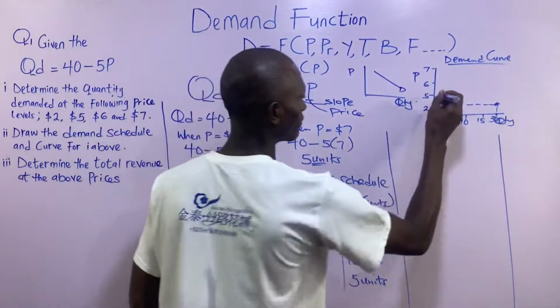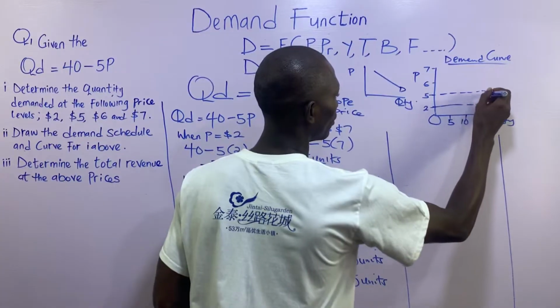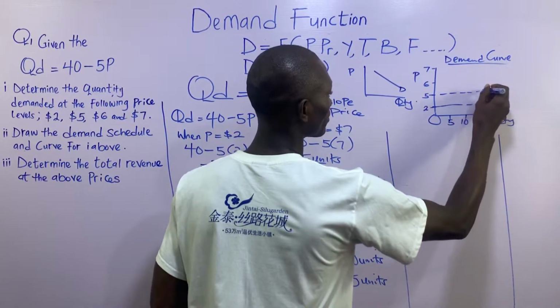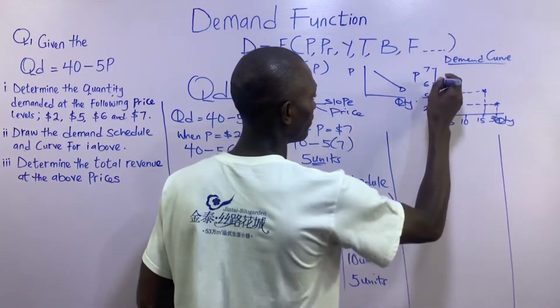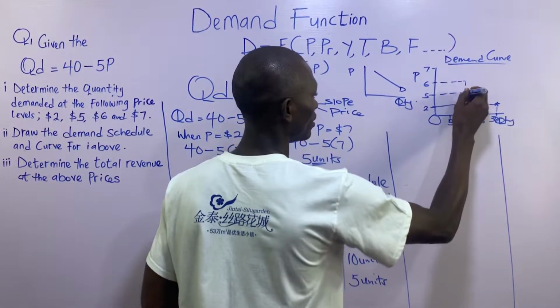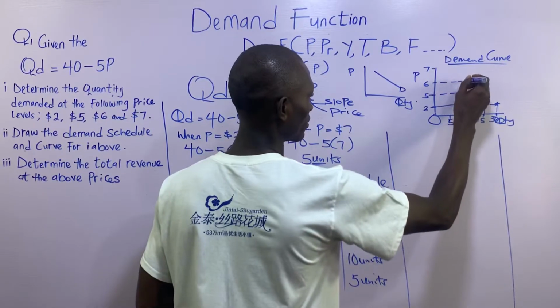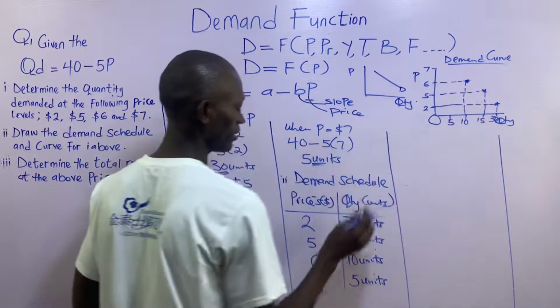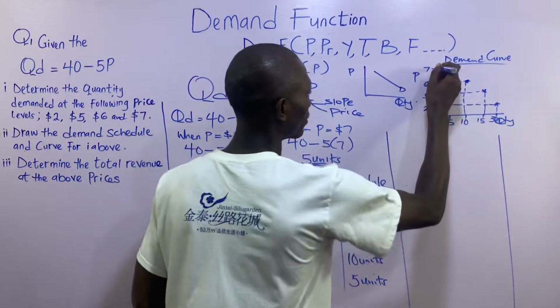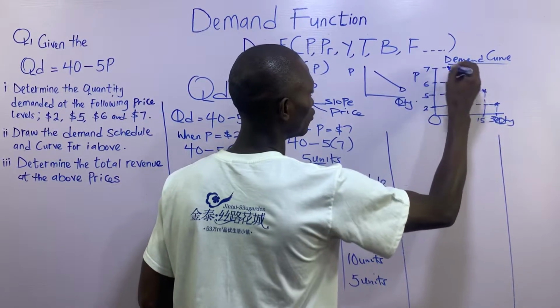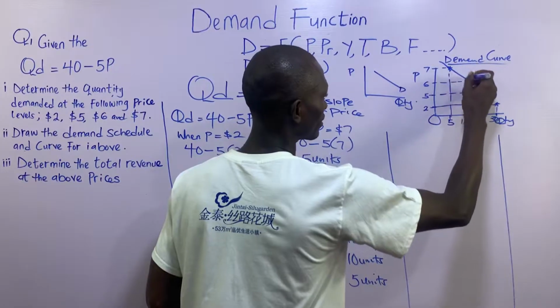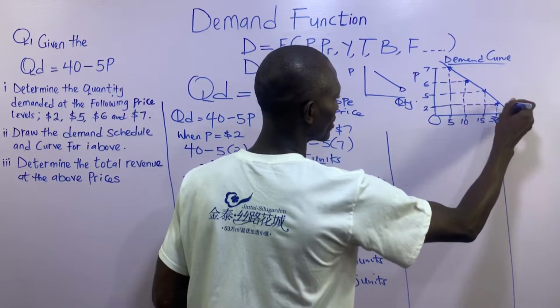When P is 5, we have 15 units. When P is 6, we have quantity demanded to be 10 units. When P is 7, we have quantity demanded to be 5. So we join the asterisks. So these are demand curves.